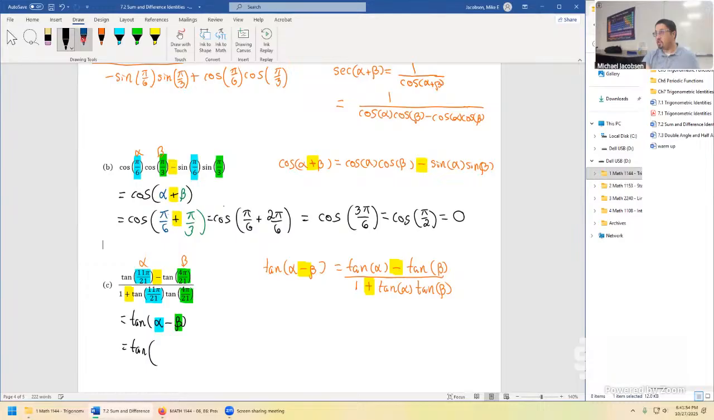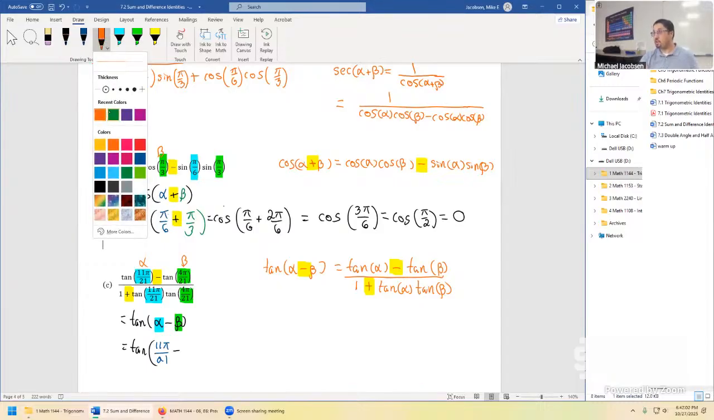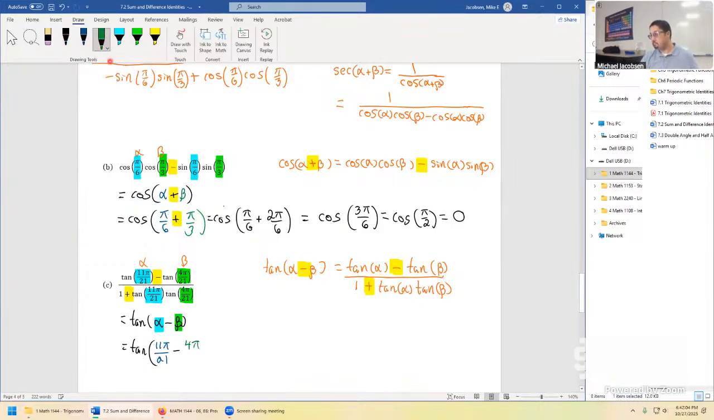It's tangent of 11 pi over 21 minus 4 pi over 21. That's not so bad. These already have the least common denominator, so slightly nicer than part B in that sense. This turns into tangent of 7 pi over 21. Then it reduces, so we can keep on going further. This is tangent of pi over 3. We can compute that exactly.